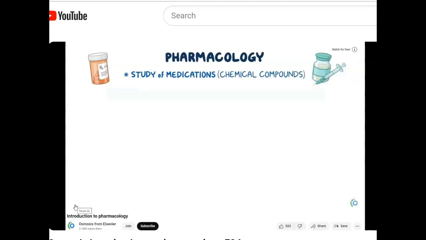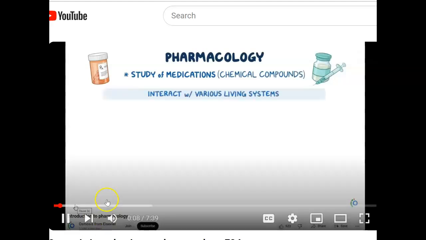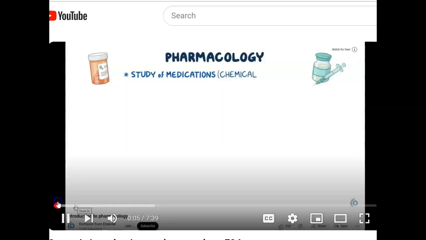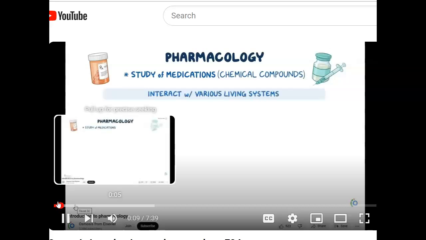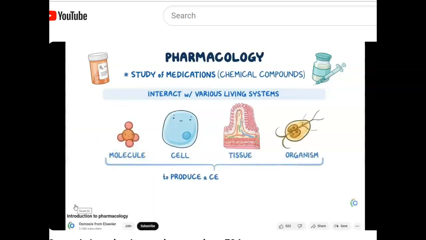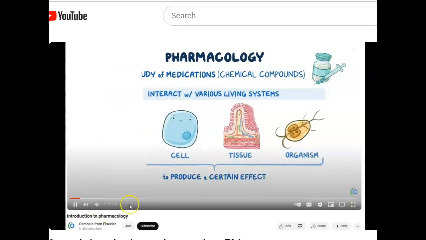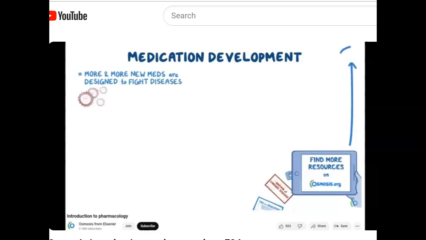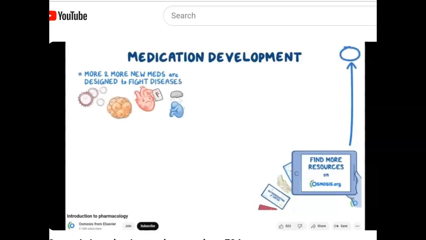Drugs are chemical compounds which interact with various living systems, from tiny molecules to cells to tissues and whole organisms, in order to produce a certain effect. Every day, more and more new medications are designed to fight diseases, from infections to cancer, heart failure, and depression.